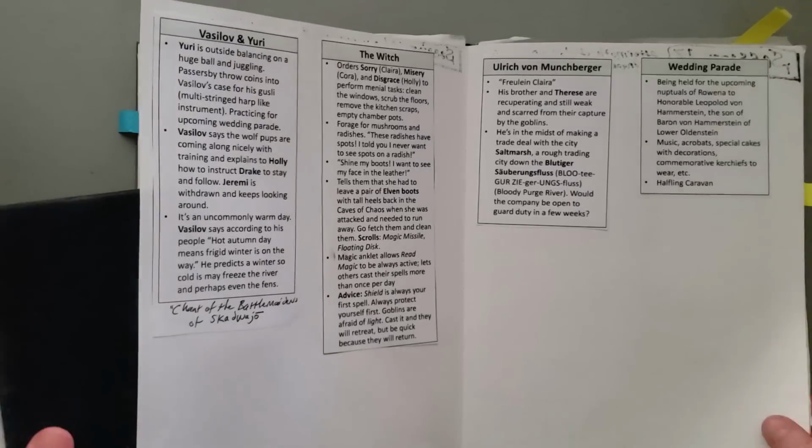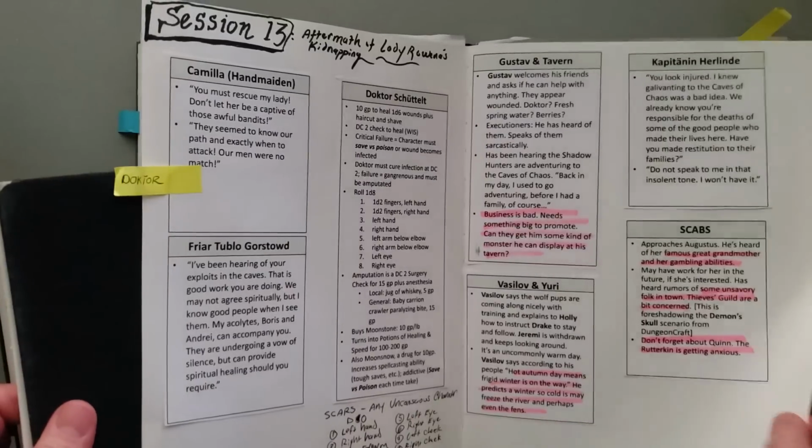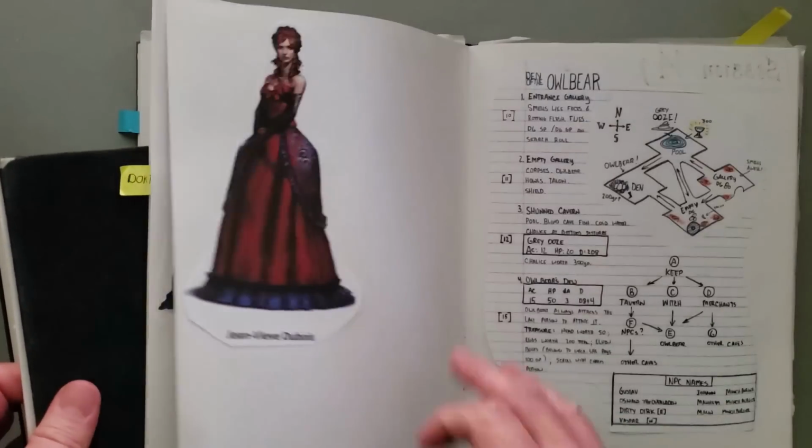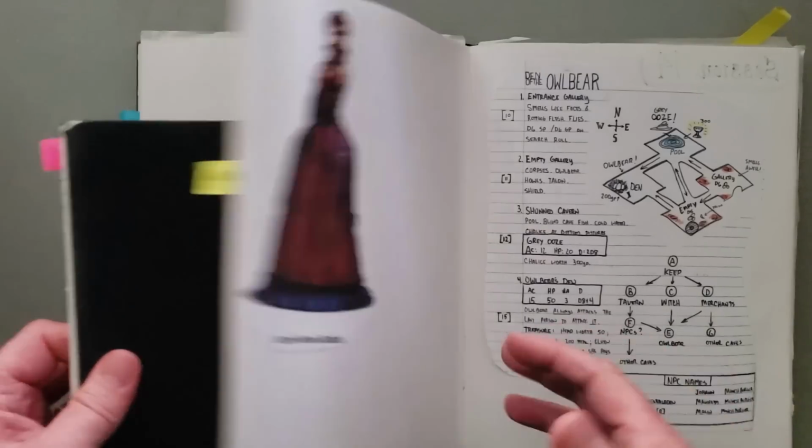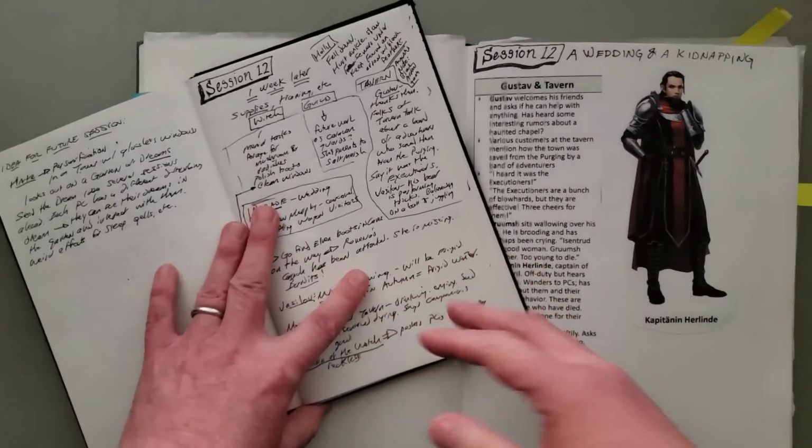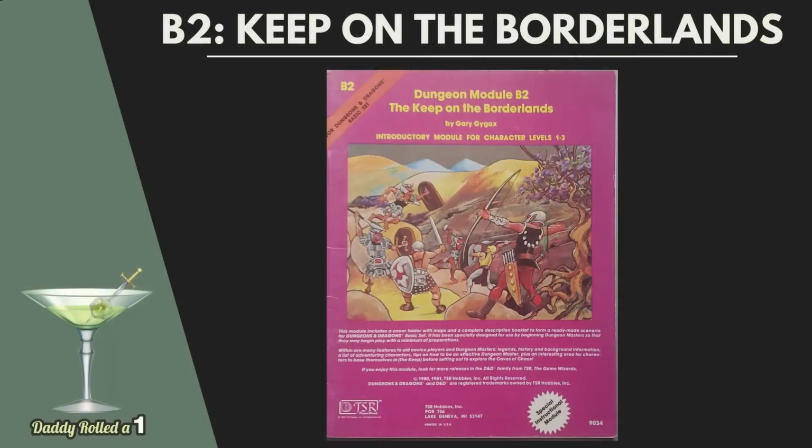Okay, so in this particular video, I'm going to cover about 3 sessions that happen. As you remember, the characters are going through module B2, which is Keep on the Borderlands. I forgot to pull it off my shelf, but I'll put a picture of it here. This is an original old school adventure from the late 70s, and this is the one that they're going through.